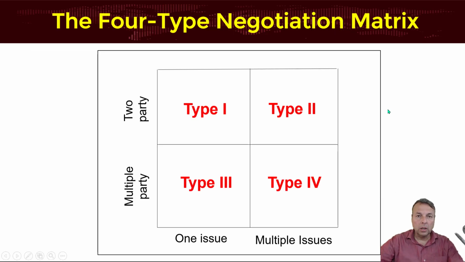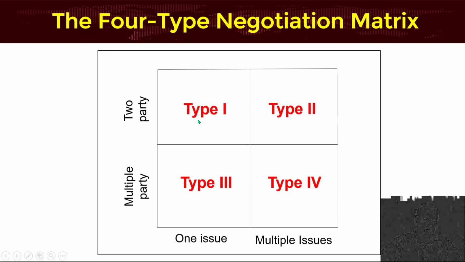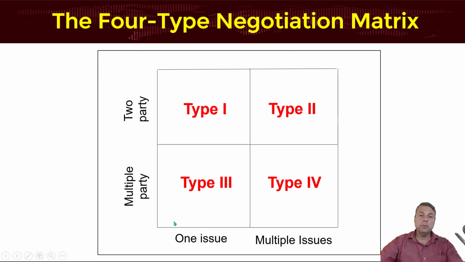Well, this is a more academic version of the negotiation matrix. Two parties here, multiple parties here, one issue, multiple issues. As you can see, type 1 and type 3 negotiations are distributive ones. Type 2 and type 4 negotiations are integrative ones.